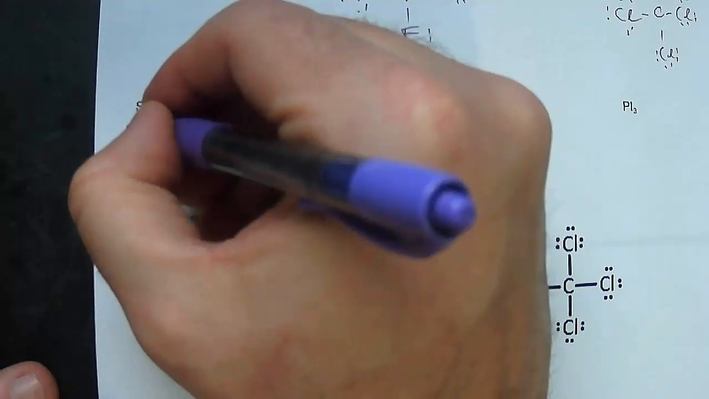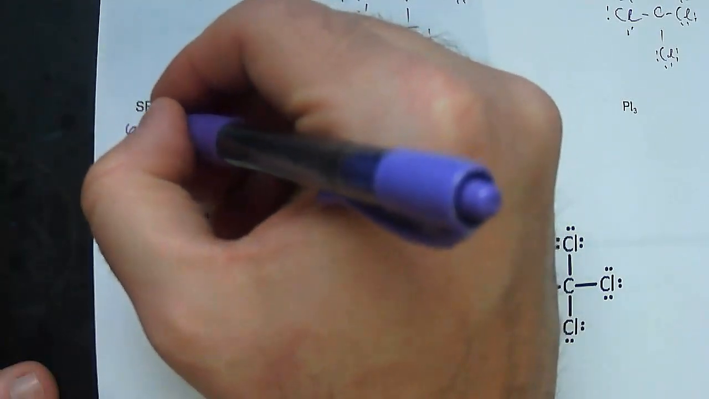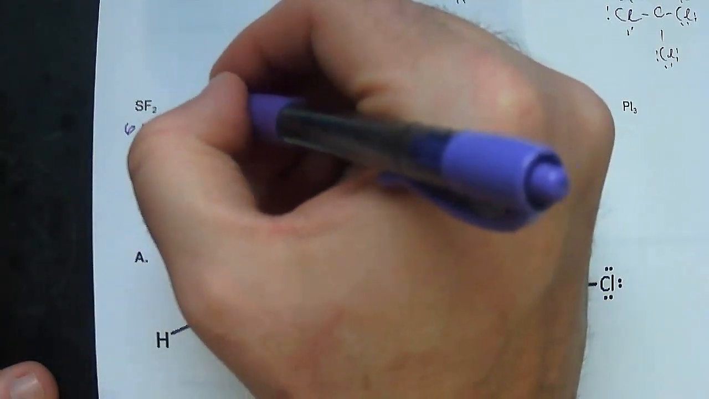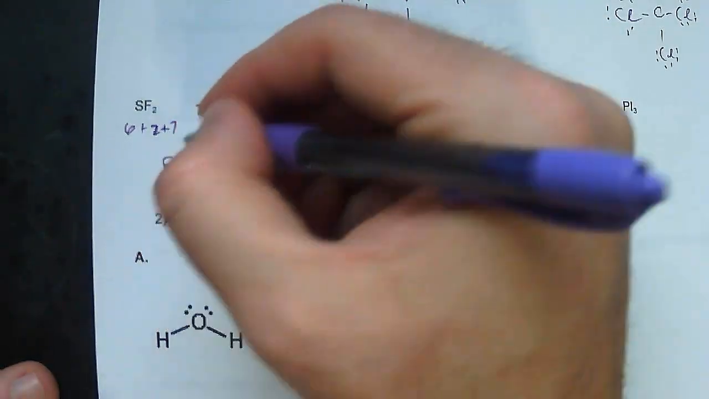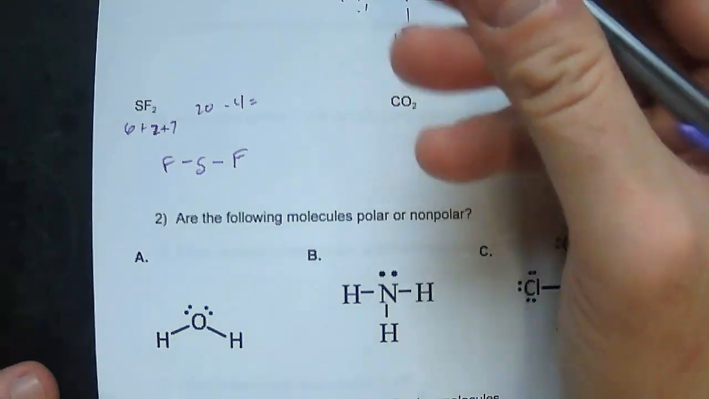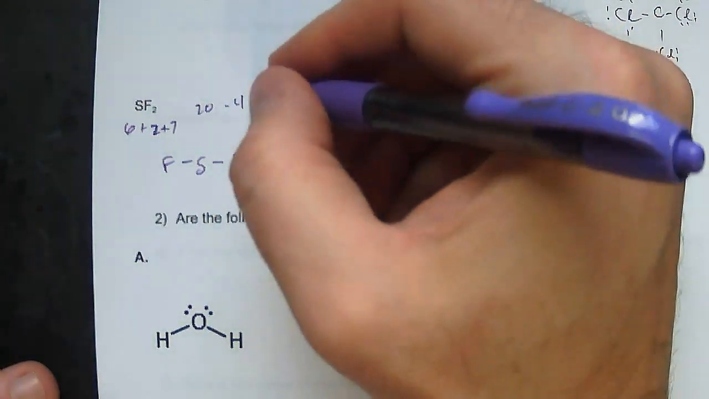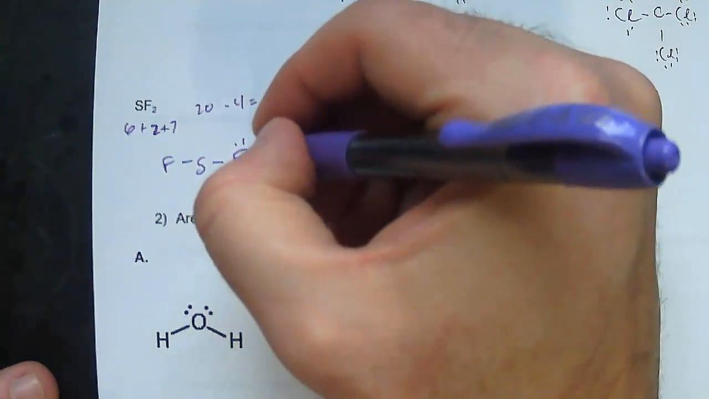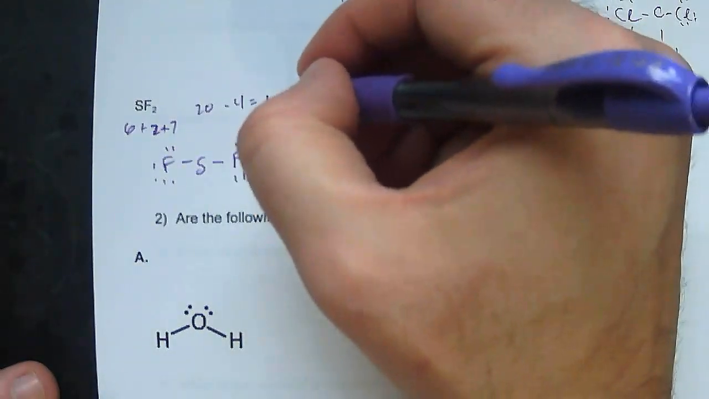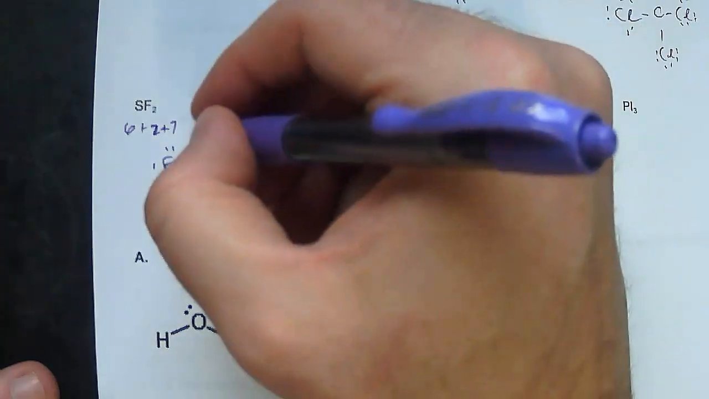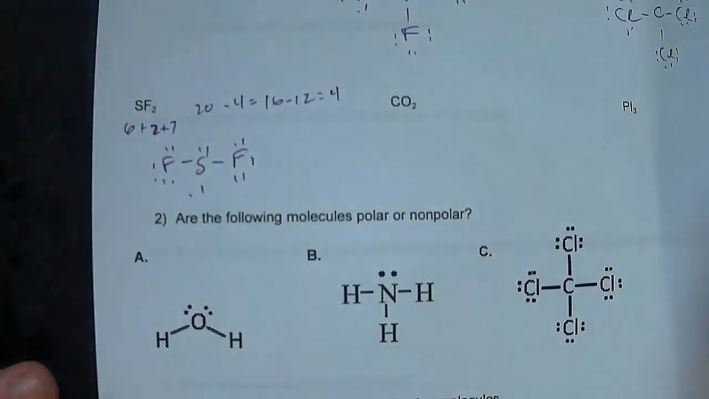So this is 6 plus 2 plus 7 plus 7, so that's 20. So we'll put S in the middle, F, F, minus 4 is 16, 2, 4, 6, 8, 10, 12, 7 minus 12, 4 left, extras go around the central atom.